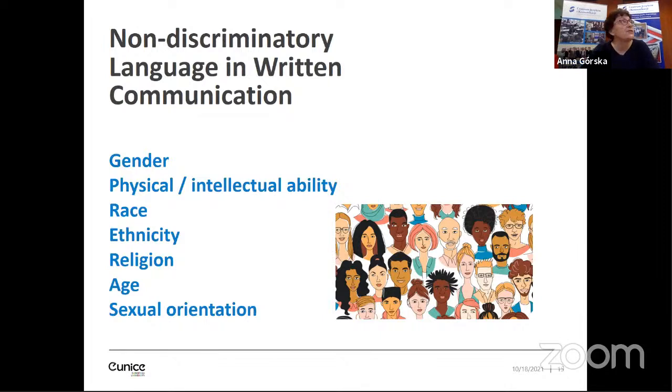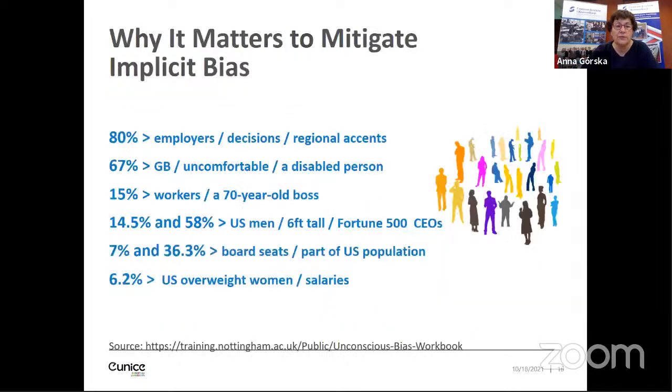But as I have already stated, it is not all very easy to do. And I would like to show why it matters to mitigate implicit bias, to make it less severe. Because even if we do it all, I would say it is still, for many people, very difficult not to use different types of bias in their reasoning. So, for example, in Great Britain, 80% of employers say that when they take decisions, they take into consideration the regional accents that people display in their conversation.